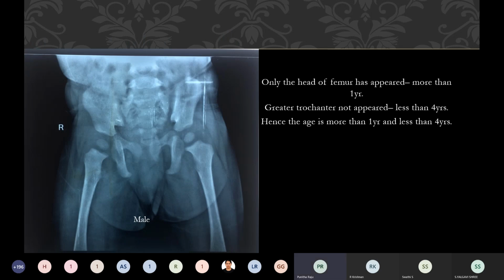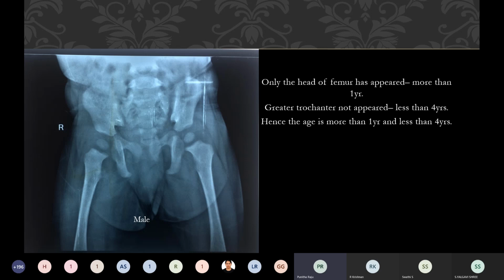So this is a child X-ray. Here you can identify the ilium, and you don't see the pubis. Okay, there is no pubis, and you can see the head of the femur. The oval part, whichever is there, that is the head of the femur. You don't have the greater trochanter, and there is no lesser trochanter. You have only the ilium.